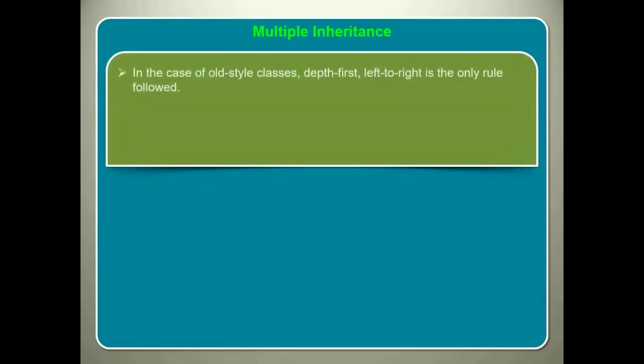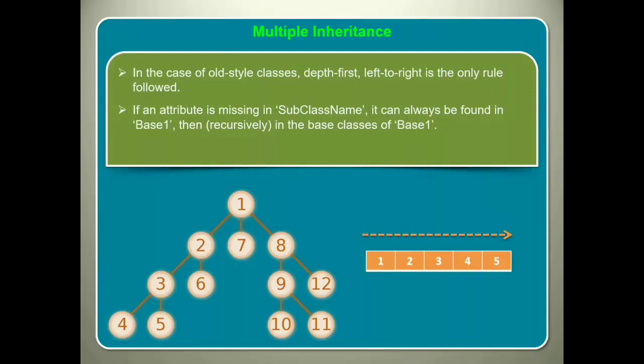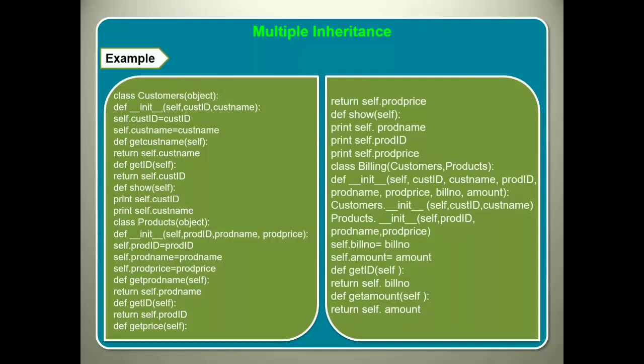In the case of old-style classes, depth first, left to right is the only rule followed. Thus, if an attribute is missing in subclass name, you can always find it in base 1, then recursively in the base classes of base 1. If it is not found there, as the next option, it can be searched in base 2 and so on. Look at the example as displayed on the screen. In this example, class billing inherits class customers and products.